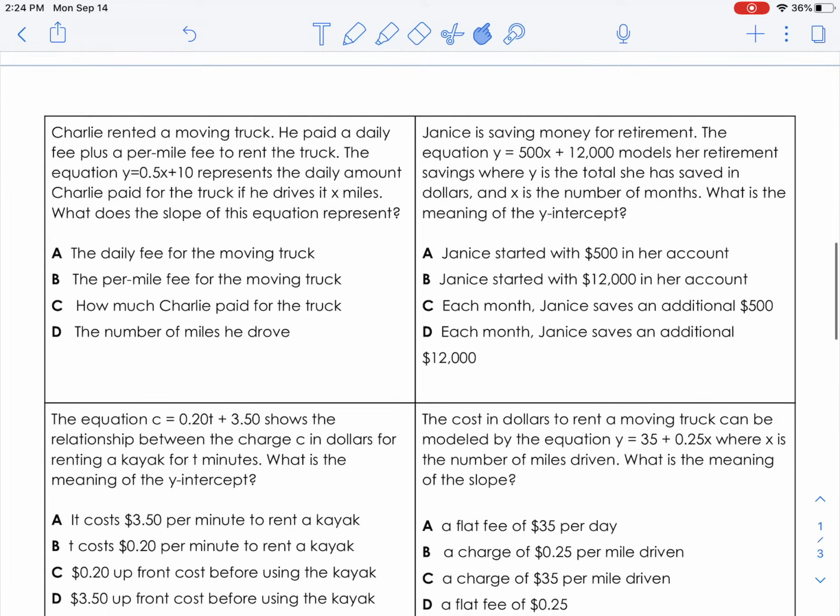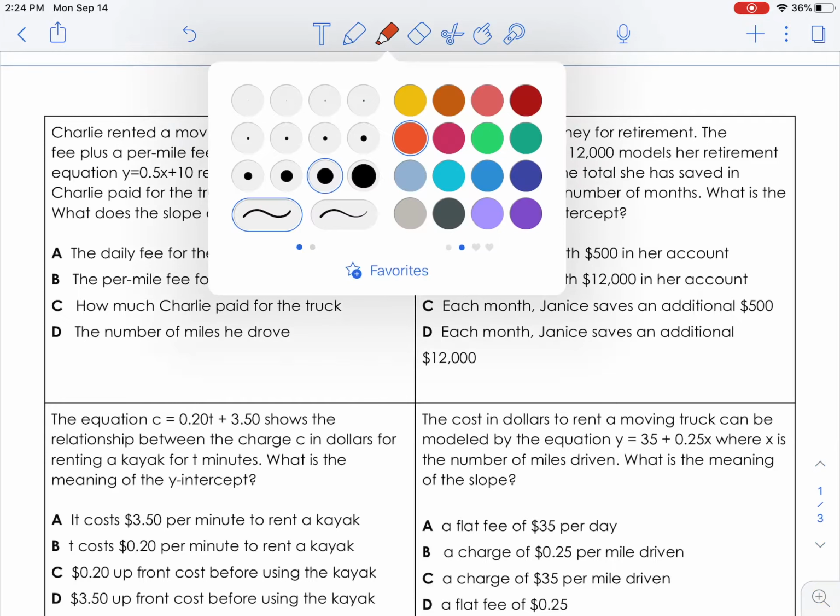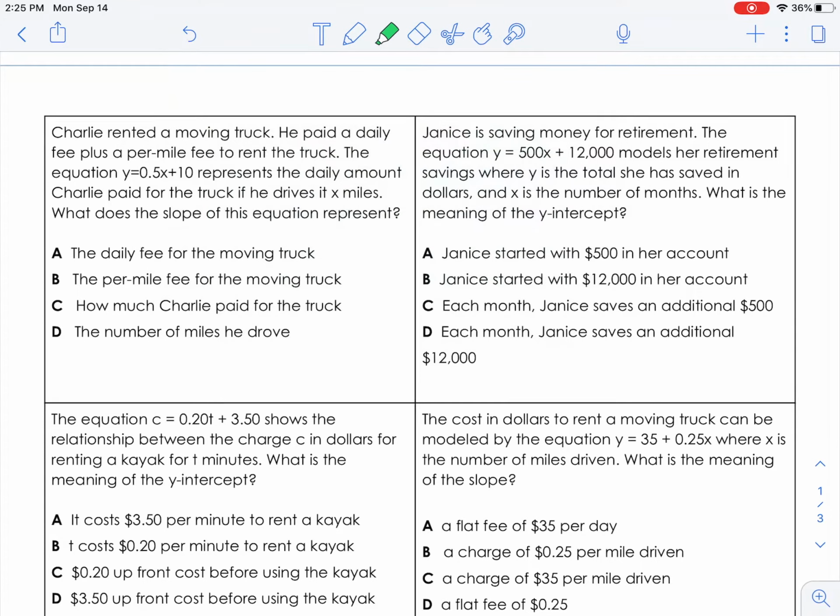All right, moving on. We've got just a few more, okay? Charlie rented a moving truck. He paid a daily fee plus a per mile fee to rent the truck. The equation represents the daily amount Charlie paid for the truck if he drives X miles. We're going to go through this one a little bit quicker, just for the sake of time. So we're looking for the slope. We know that our slope represents daily, hourly, exactly like that. So we're looking here, the daily fee for moving the truck, or the per mile fee.